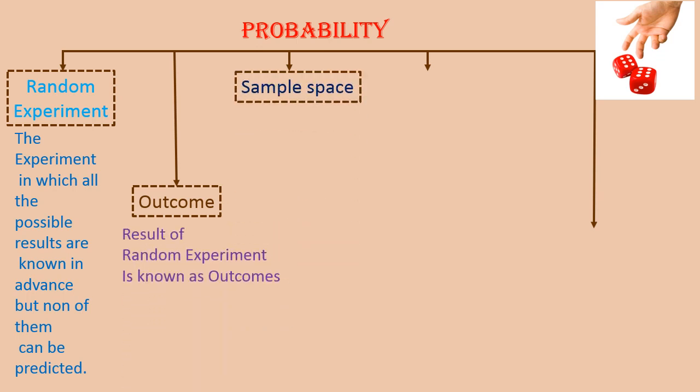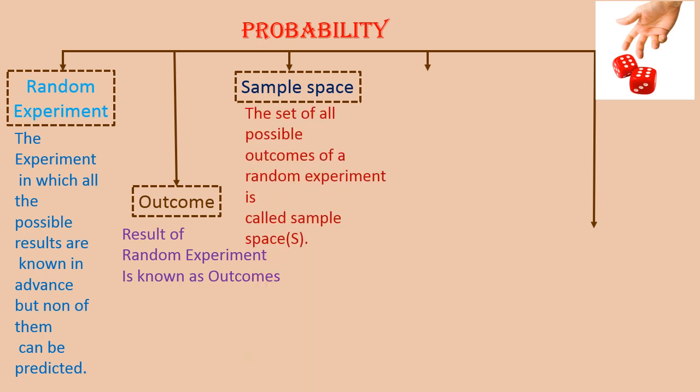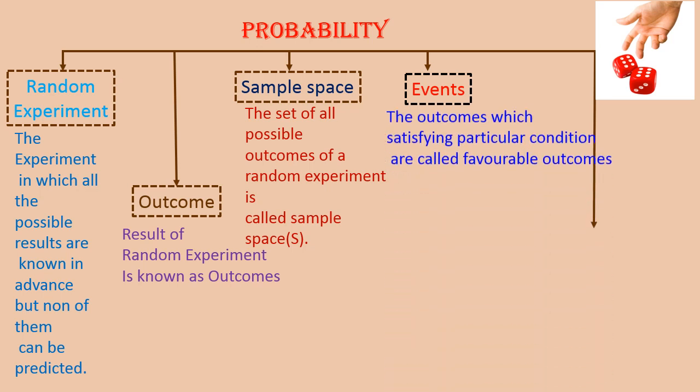Then we have the sample space. Whatever outcomes come in a random experiment, we write down in the sample space. All the possibilities we write in the sample space. And from the sample space we write down events. Events are nothing but a conditional statement. From the sample space we apply a particular condition, and from there we choose.